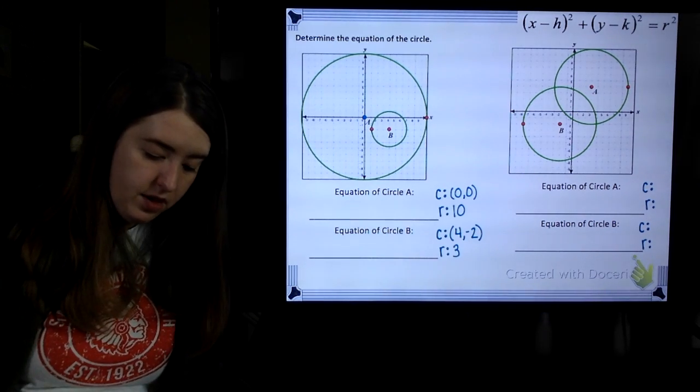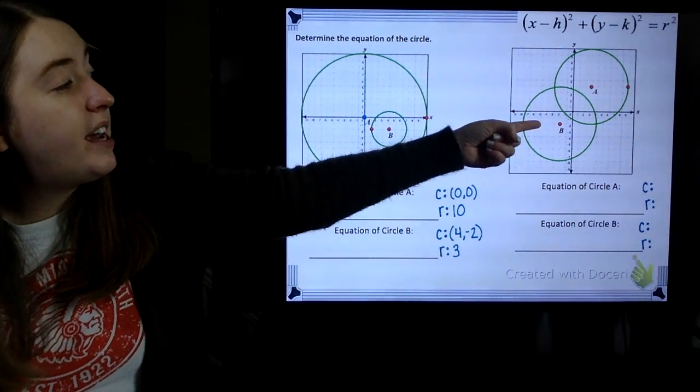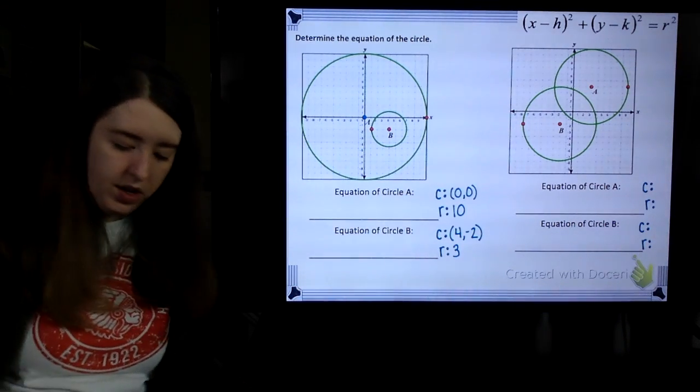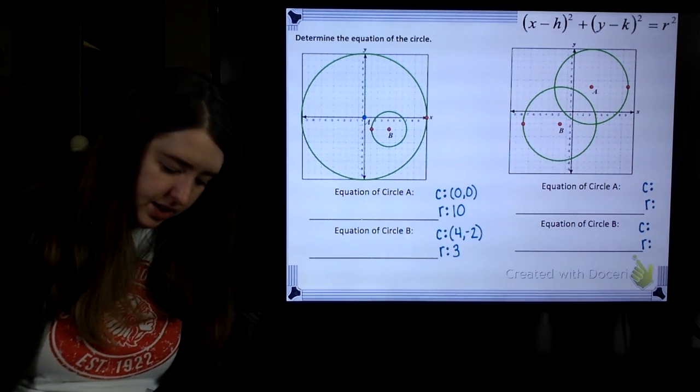All right. Over here, the center for circle A. So we go to the right 3 and up 4. So our center is at 3, 4. Maybe I should put these on the other side.